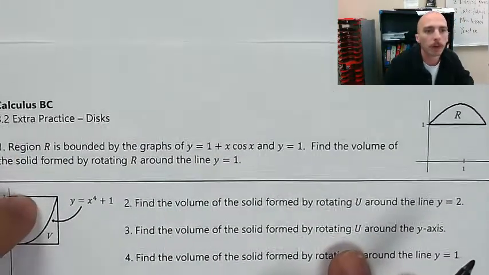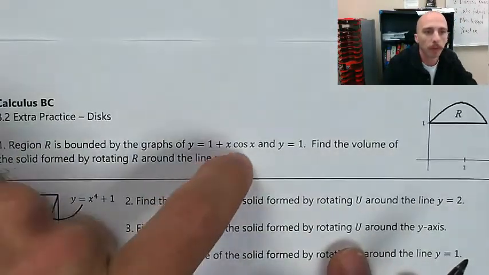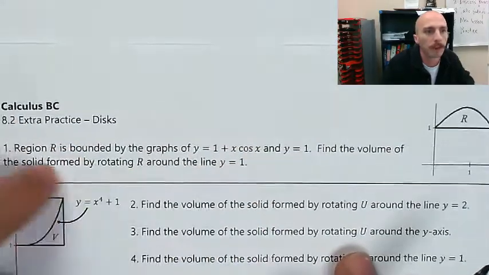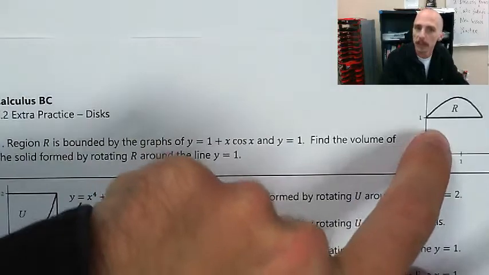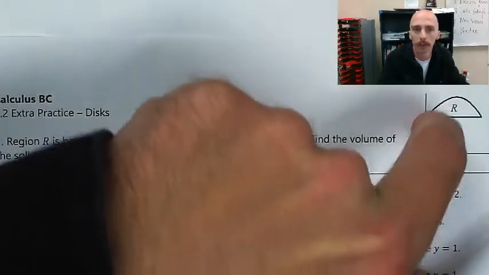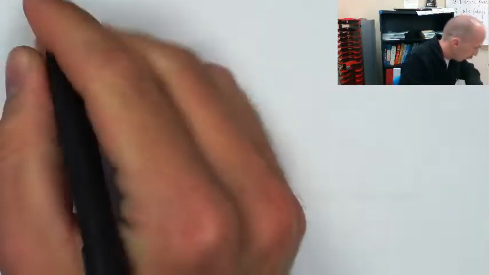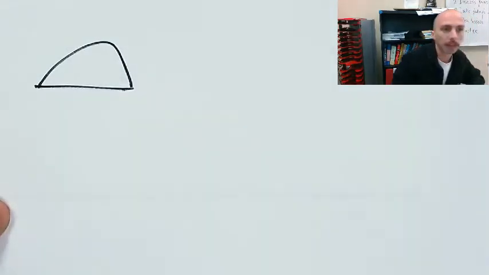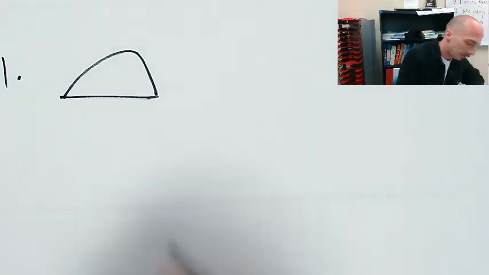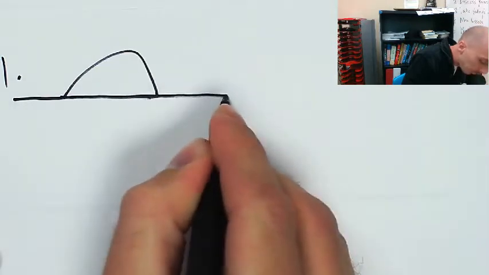Region R is bounded by the graphs of y equals 1 plus x cosine x and y equals 1. Find the volume of the solid formed by rotating R around y equals 1. So it's going to be disks because we're rotating it around the line that the region is entirely touching. So I'm going to go over here and set up. For number 1, I've got something that kind of looks like that, and that's also my axis of rotation.